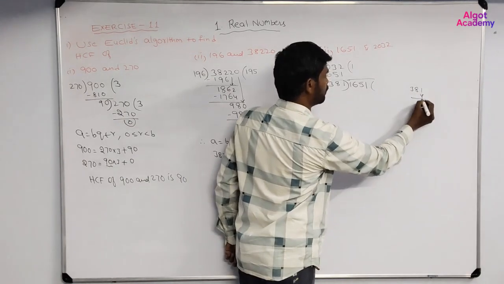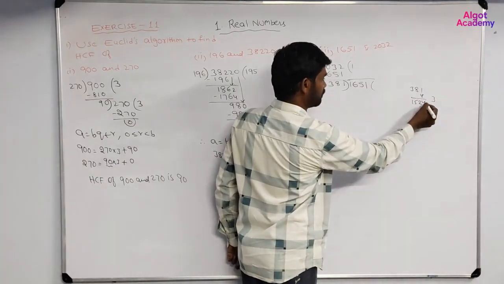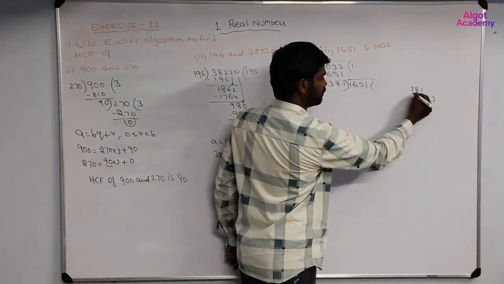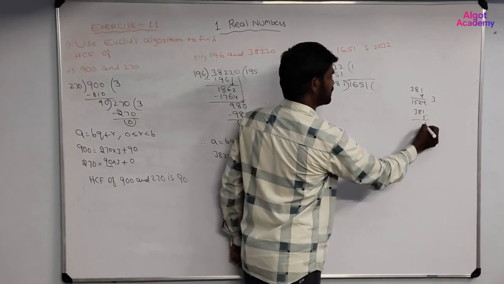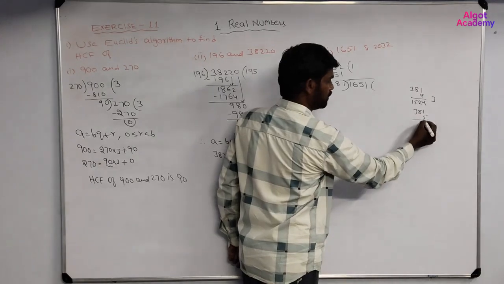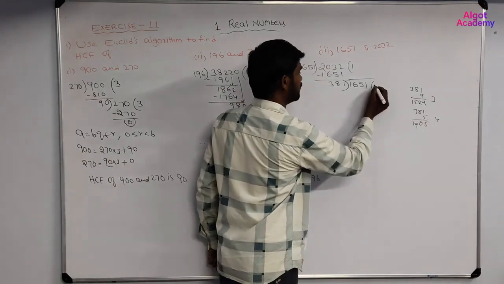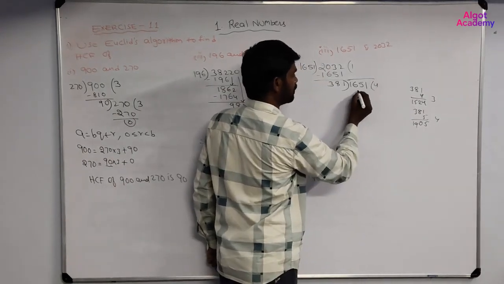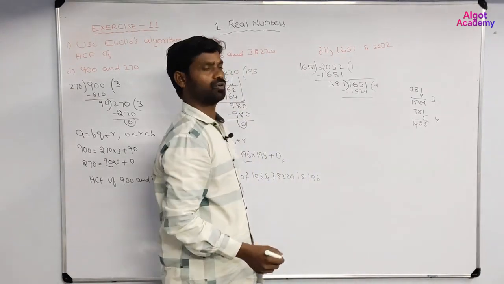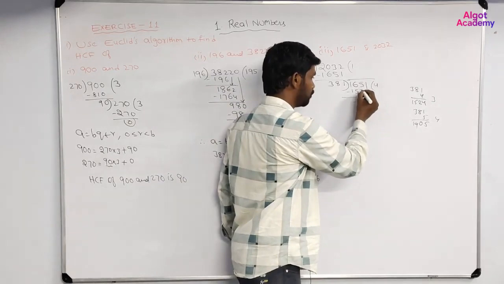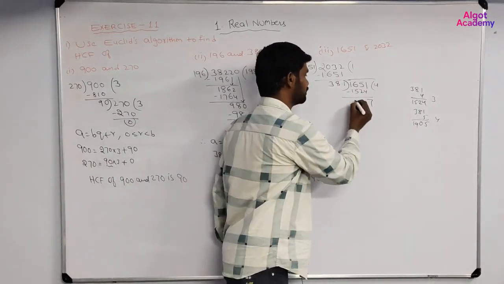4 ones are 4, 4 eights are 32, 4 threes are 12 plus 3, 15. Next, 381 into 5: 5 ones are 5, 5 eights are 40, 5 threes are 15 plus 4, 19. So we get 4 times. 11 minus 4 is 7. 4 minus 2 is 2. 6 minus 5 is 1.